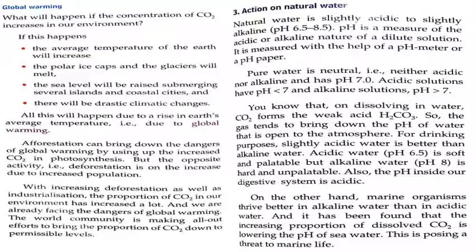What will happen if the concentration of carbon dioxide increases in our environment? If this happens, the average temperature of the earth will increase, the polar ice caps and the glaciers will melt, the sea level will rise, submerging several islands and coastal cities, and there will be drastic chemical changes. All this will happen due to a rise in Earth's average temperature, that is, due to global warming.